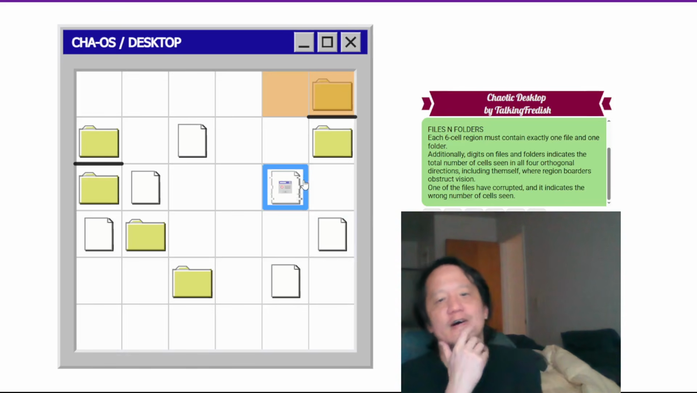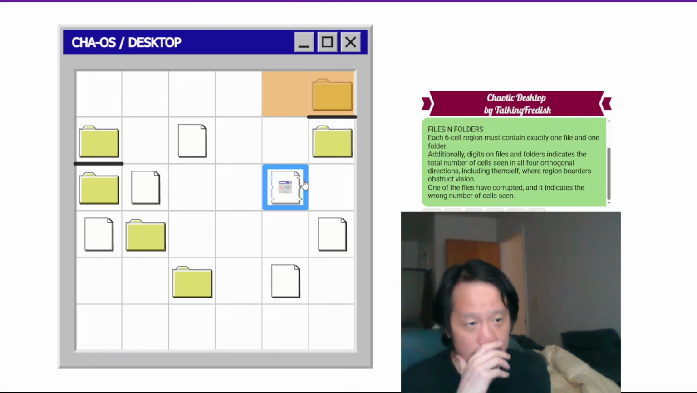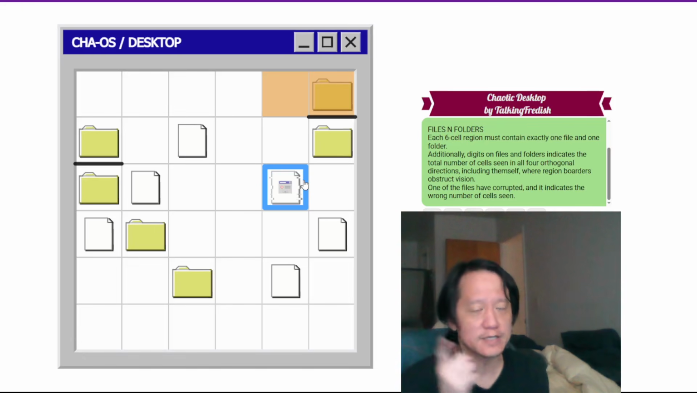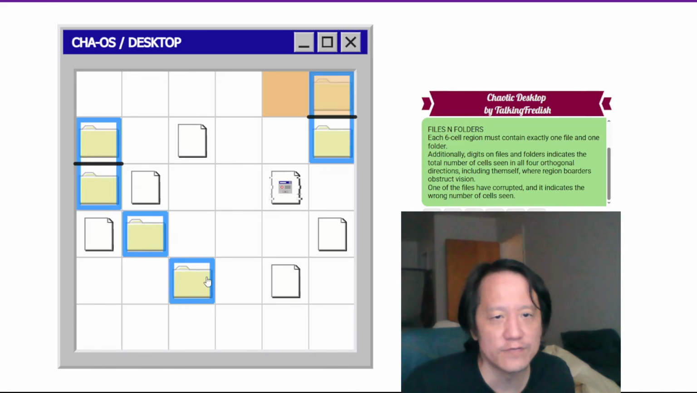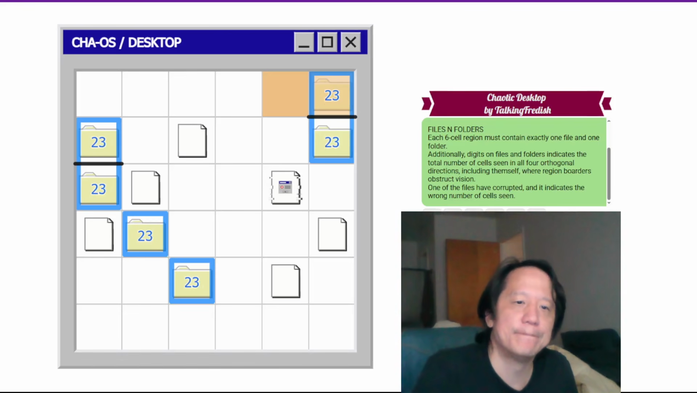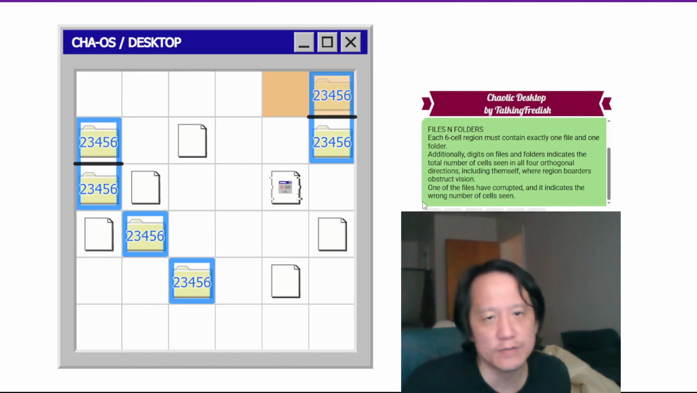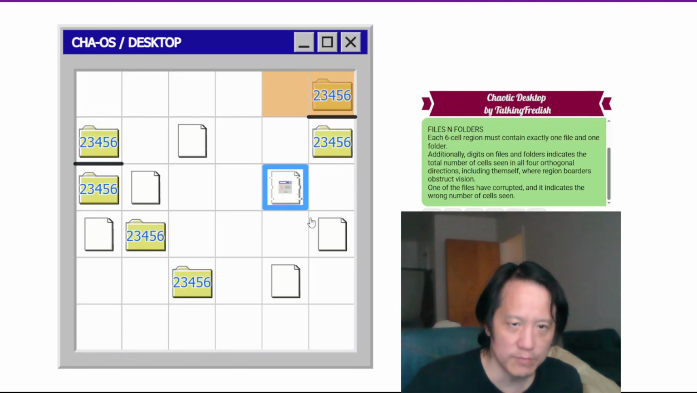None of the files and folders can contain a 1, right? Or rather, none of the folders can contain a 1, because they have to orthogonally connect to the rest of the region, right, for that to work. But one of the files could be a 1.